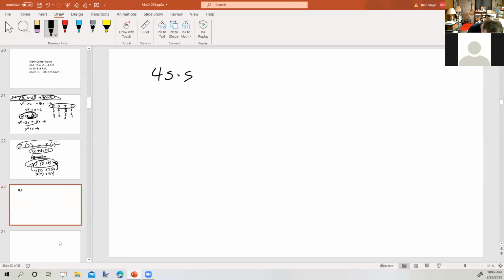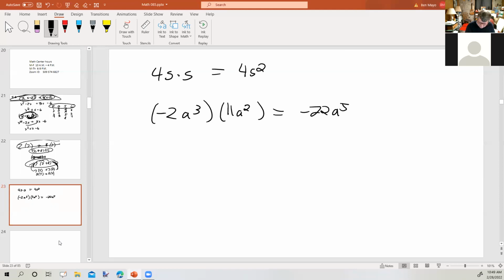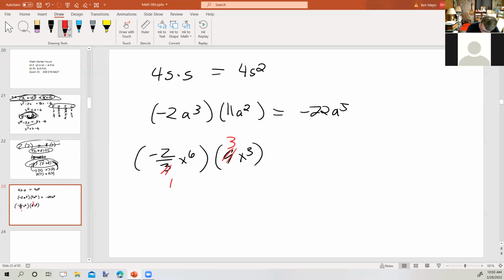If I've got 4s times s, that's 4s squared, right? Yes. If I've got negative 2a cubed times 11a squared, that's negative 22a to the 5th. If I've got negative 2/3 x to the 6th times 9x cubed, I could reduce the 9 over the 3 to 3 over 1. And then I'd have negative 2 times 3, negative 6x to the 9th. So that's just multiplying 2 monomials together.